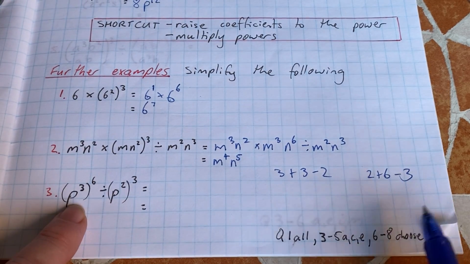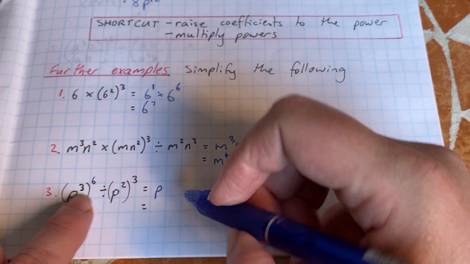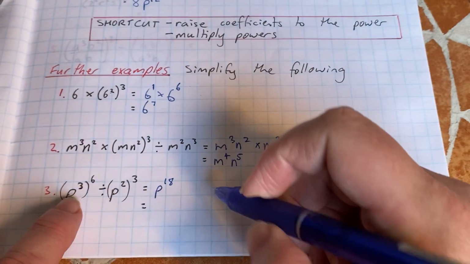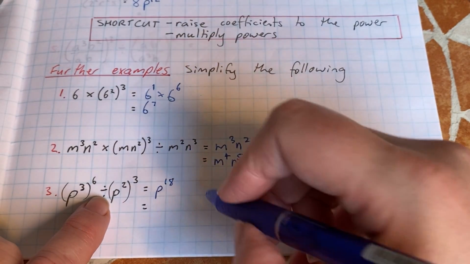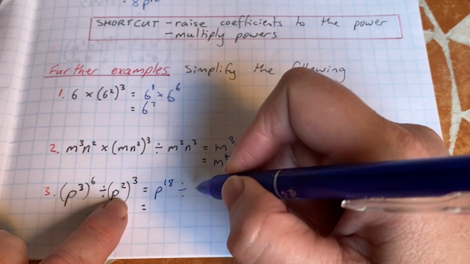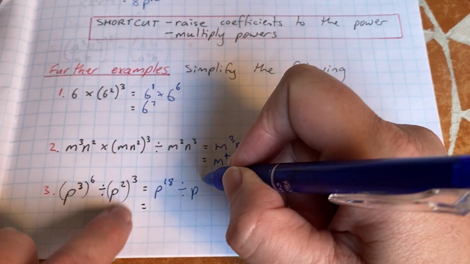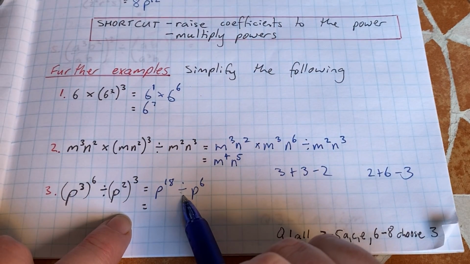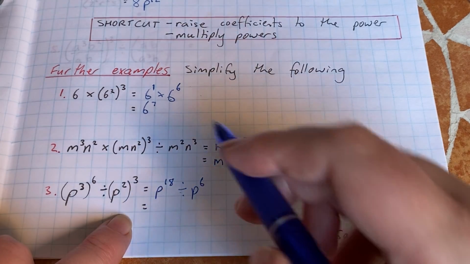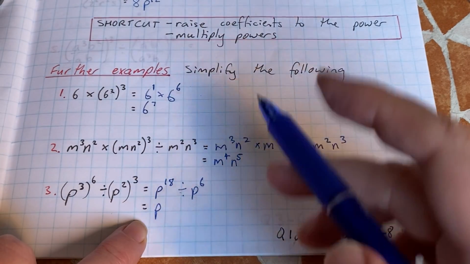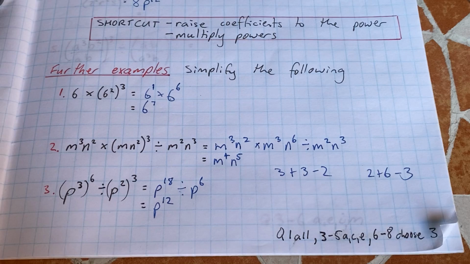Okay, let's look at this one. So again, when there are brackets, you multiply the powers. So 3 times 6 is 18. Divided by p to the power of 6. And when you're dividing, you subtract the powers. So 18 minus 6 is 12.